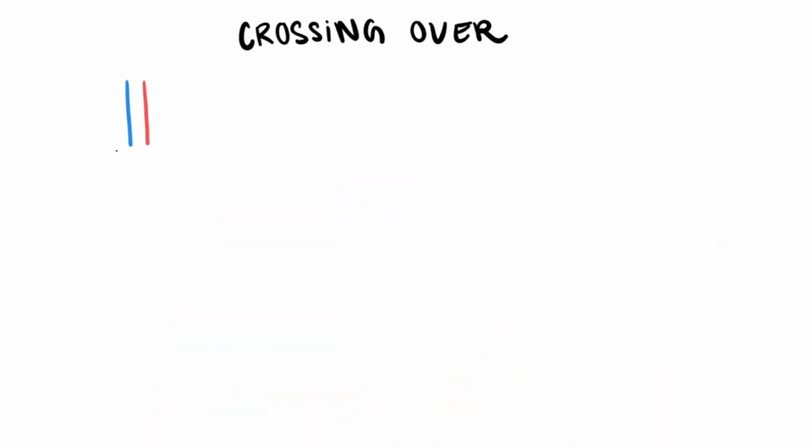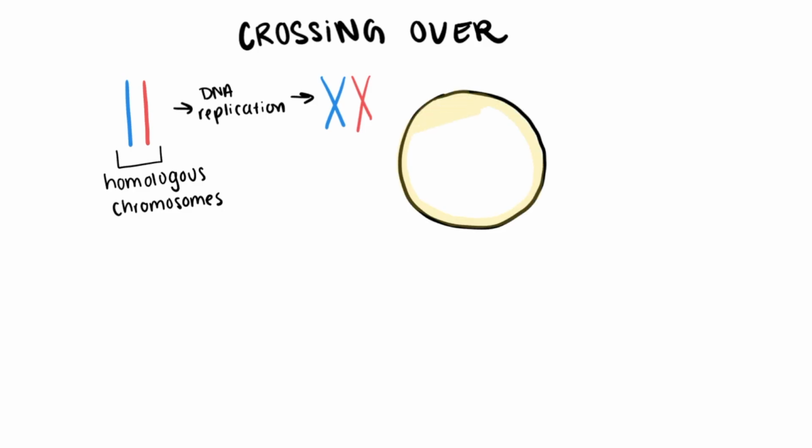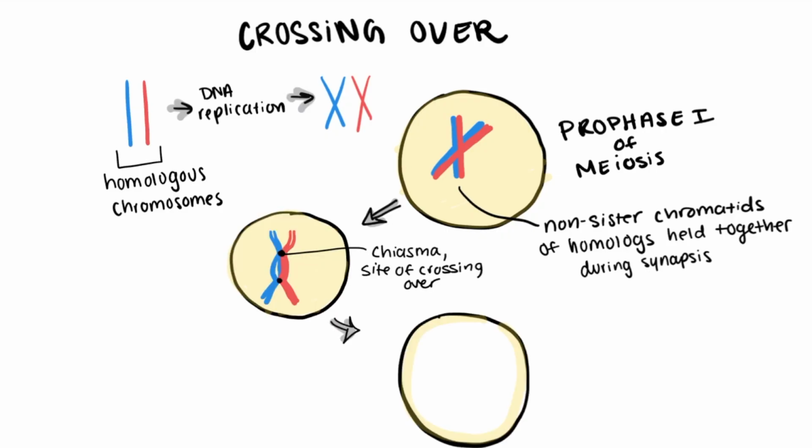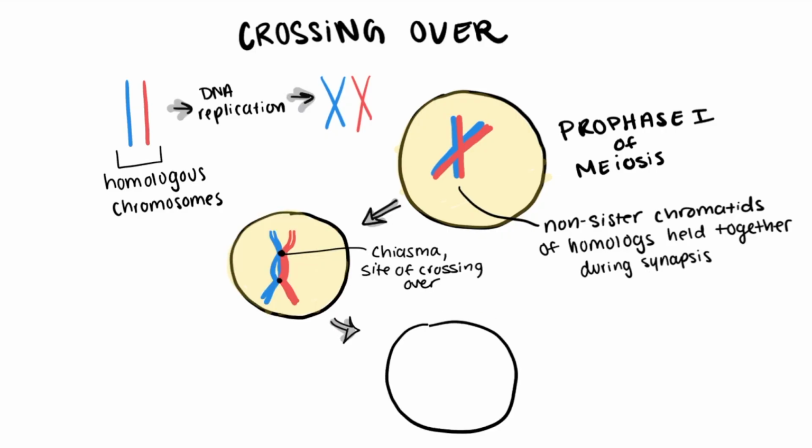Next, we have crossing over. Independent assortment mixes up whole chromosomes, but crossing over goes even deeper. It mixes up genes within each chromosome. During prophase 1, homologous chromosomes pair up side by side in a process called synapsis, forming structures called tetrads. At points along their length, the chromatids from each homologous pair physically exchange corresponding segments of DNA. This is called recombination.